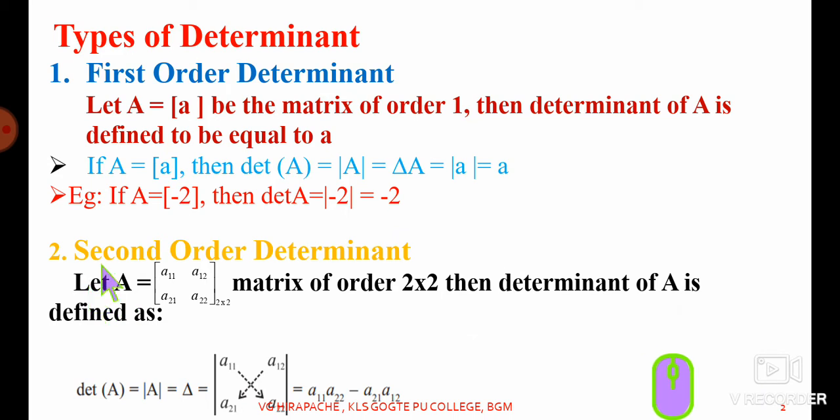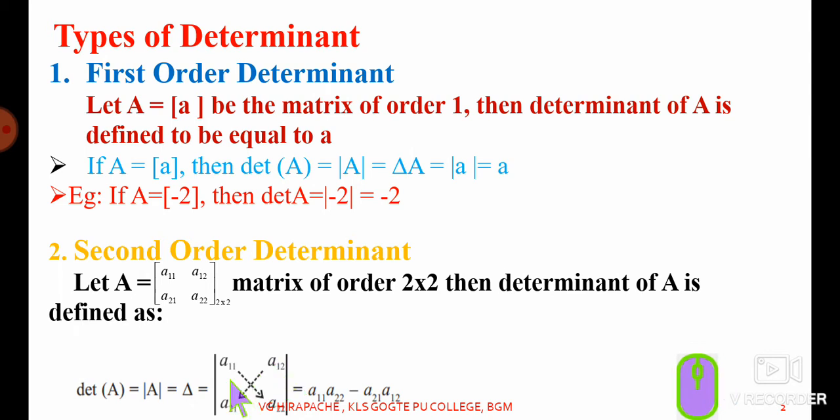Type number 2, the second order determinant. Dear students, in this case we are going to understand how to simplify the second order determinant. Let matrix A have the first row containing the elements A11, A12, and the second row elements A21, A22, which is a matrix of order 2 cross 2. Then the determinant of A is denoted as det A, the determinant of A, or delta A. These are the different notations to show the determinant.